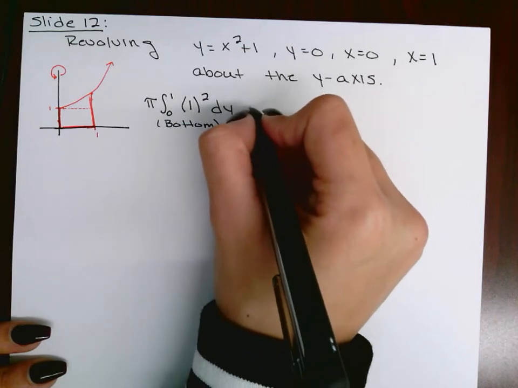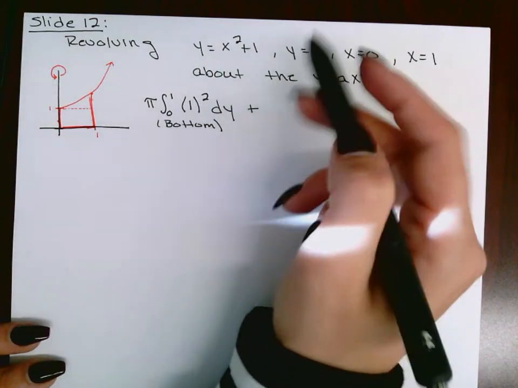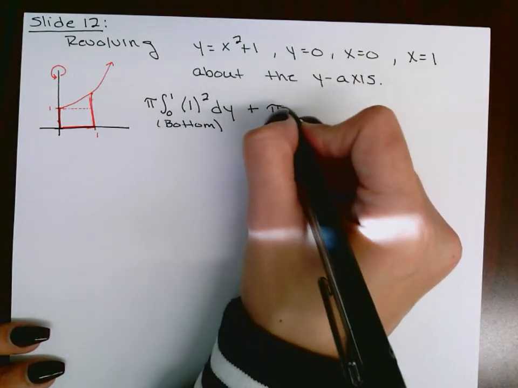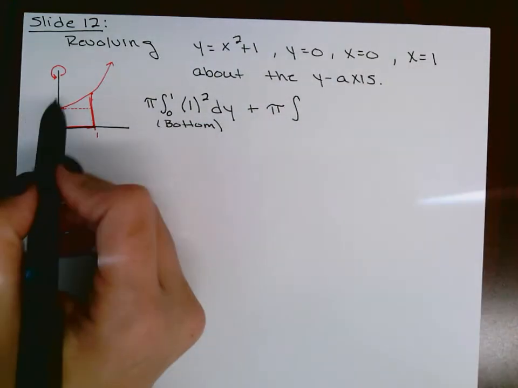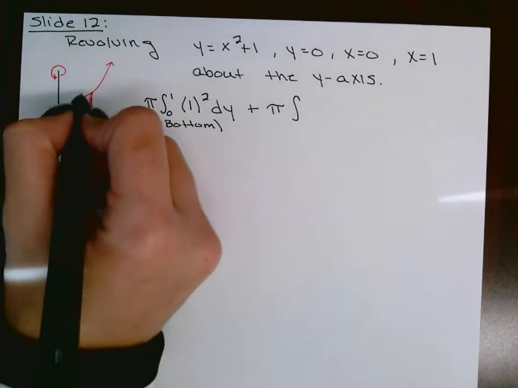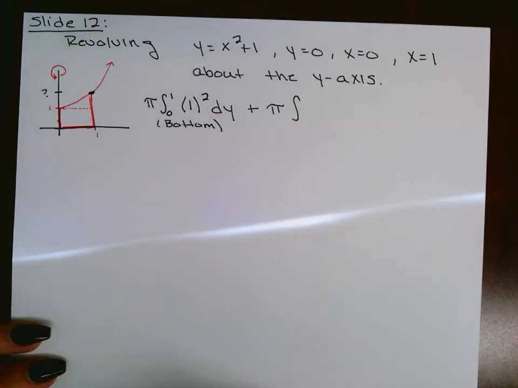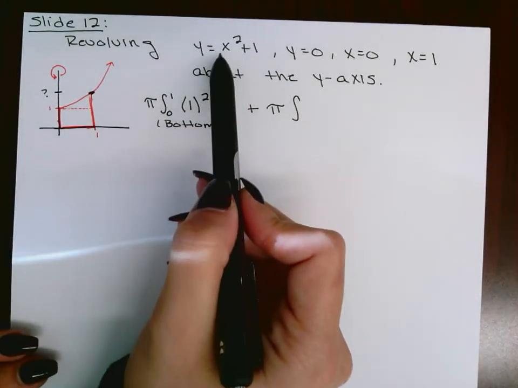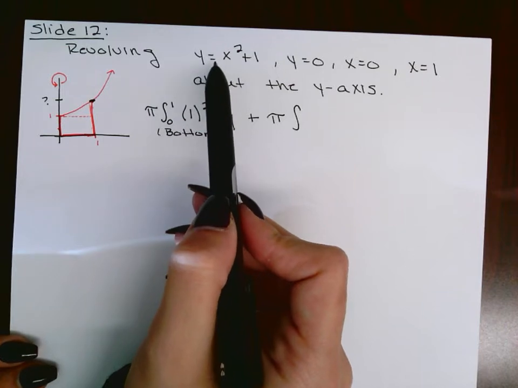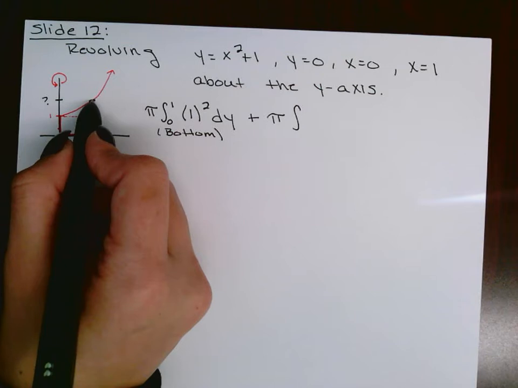Now I'm going to add that with the top one. So the top one, I have to do a few things before I can set everything up. I know I'm going to have the pi and the integral. I have to figure out my a and my b. My a is pretty easy to see, 1. I need to figure out what this point is to figure out who my b is. And I need to change this function to have it as a function of y. Okay? So step 1, I need to figure out what that function is. Excuse me, what that number is.